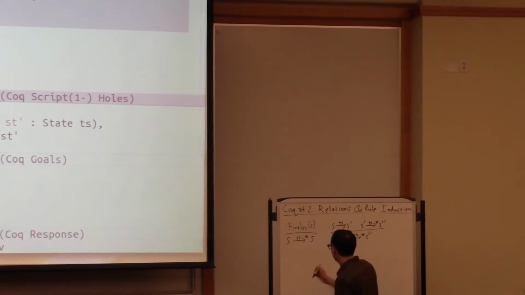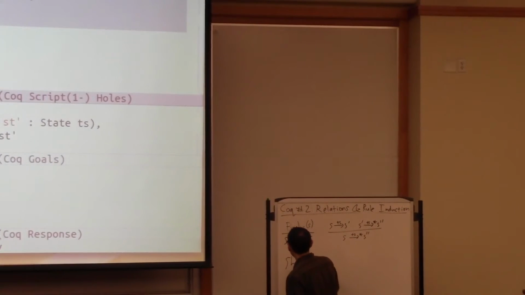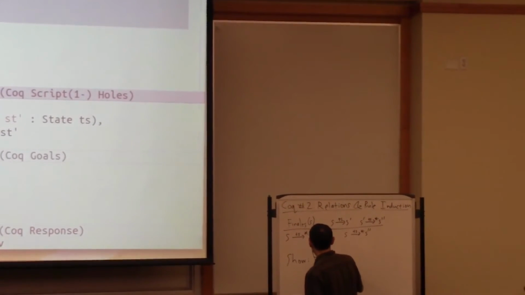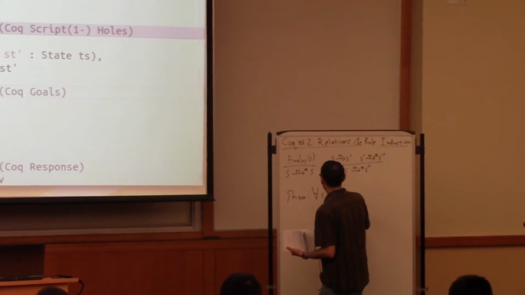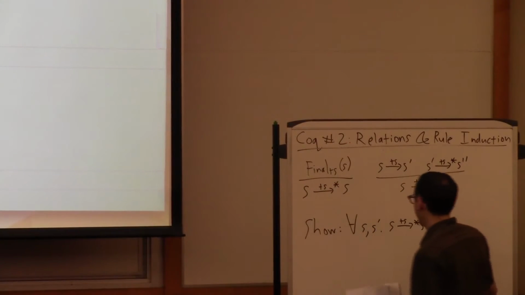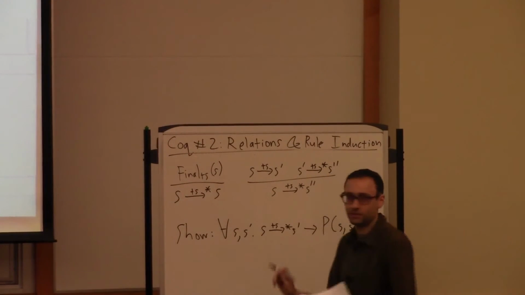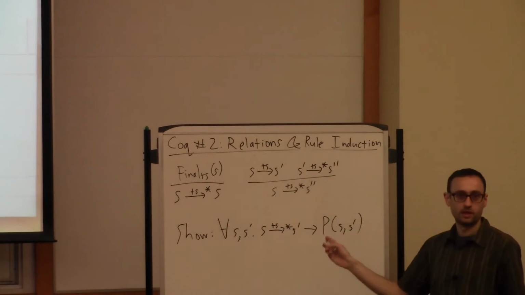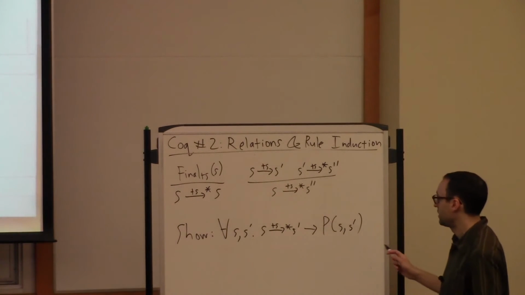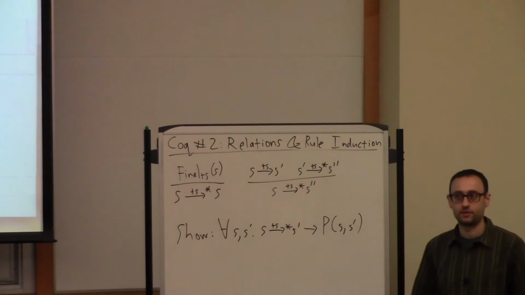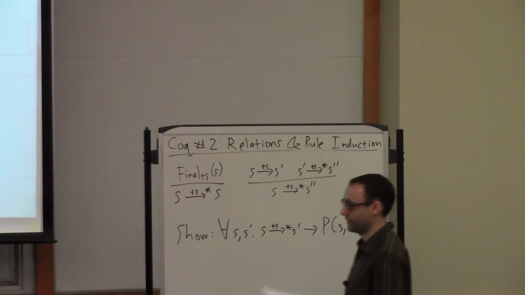So what we're going to do, we're going to be showing that for all pairs of states, if the first one steps to the second one, then some predicate holds, and it's a predicate of the initial state and the final state. Our general induction principle will let us prove theorems of this form. This is really just normal structural induction, but extended in a small way to apply to these relations that we're defining instead of regular data types.